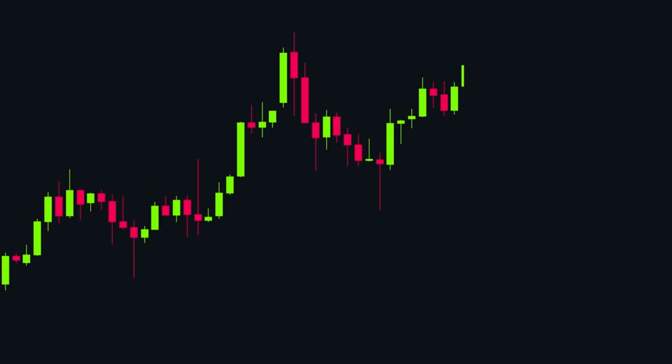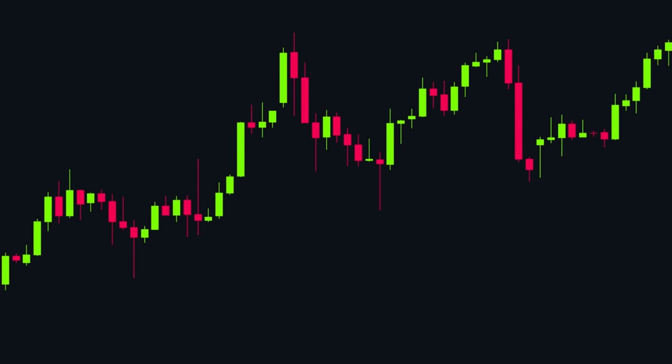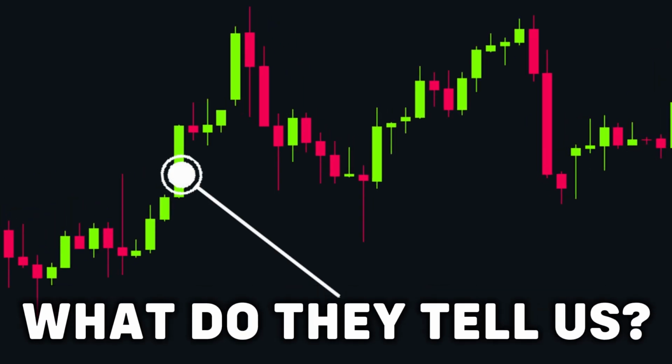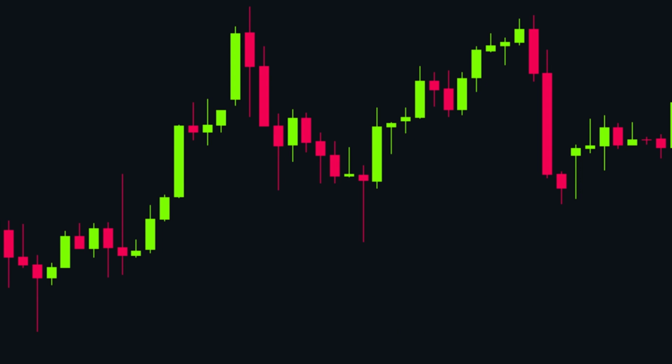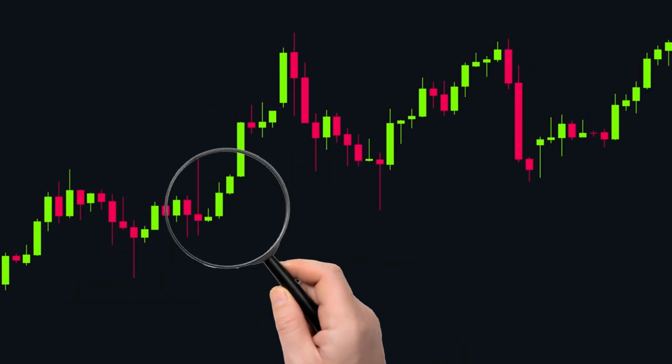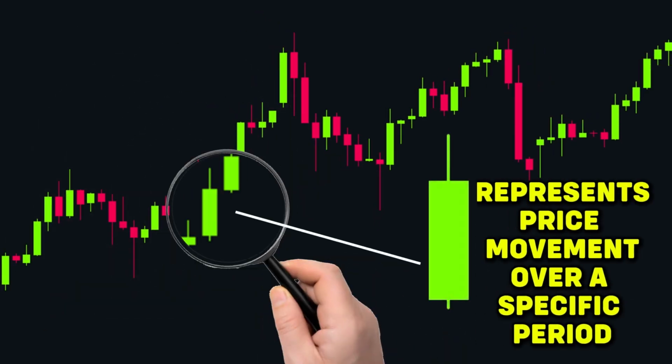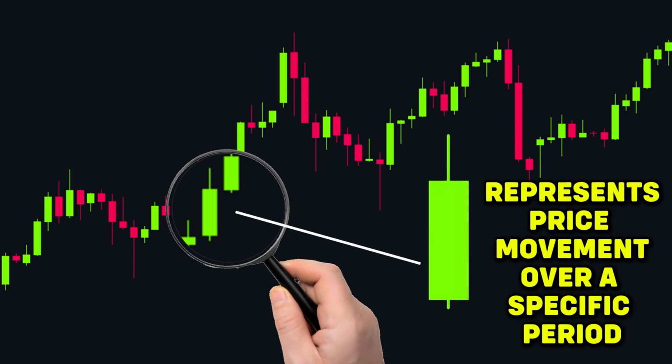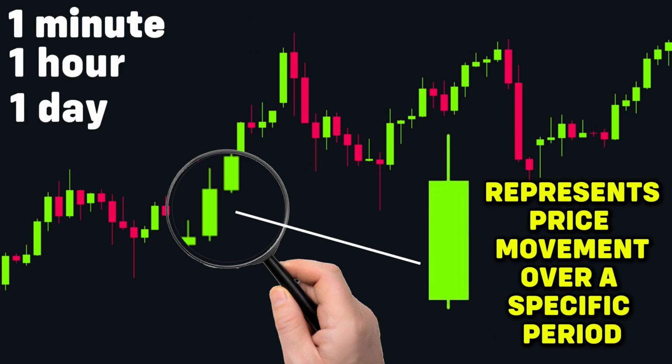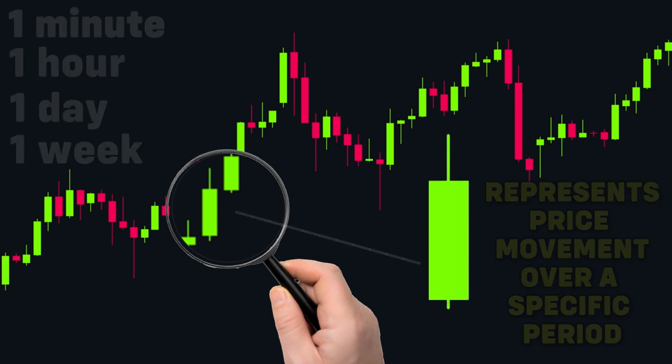But before we dive into the patterns, let's quickly break down what a candlestick actually tells us. That's because once you understand this, the patterns will make a lot more sense. Every candlestick on a chart represents price movement over a specific period. This period could be 1 minute, 1 hour, 1 day, or even a week, depending on your chart settings.